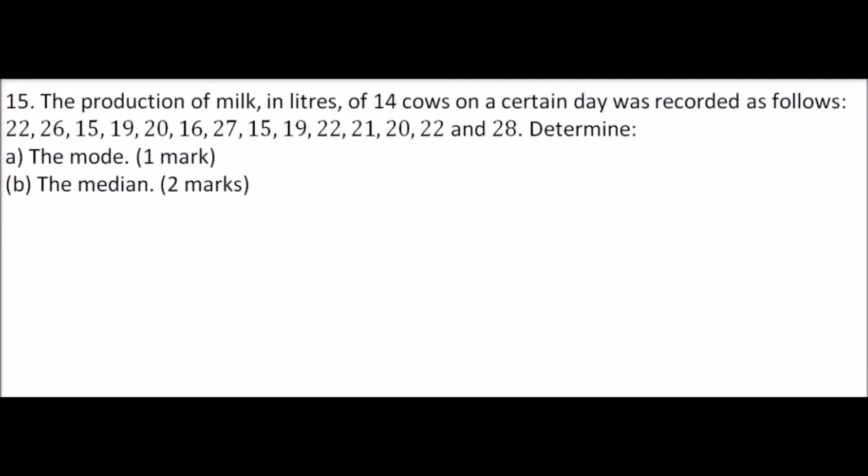So in this question, you are told the production of milk in liters of 14 cows on a certain day was recorded as follows. So we have 22, 26, 15, so on up to 28. Determine the mode, 1 mark, the median. So the best approach is to arrange this data in ascending order so that you'll be able to get the median, and also you'll be able to identify the mode.